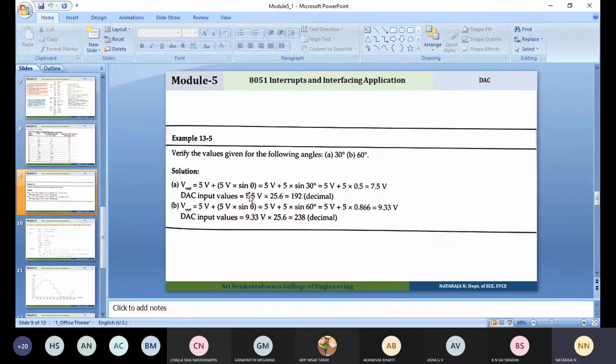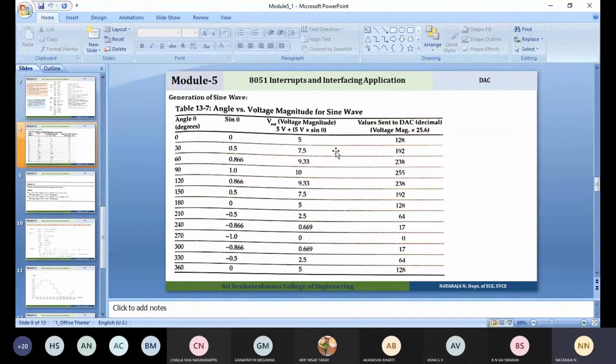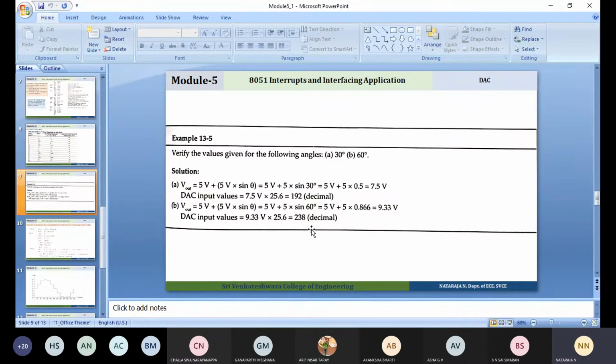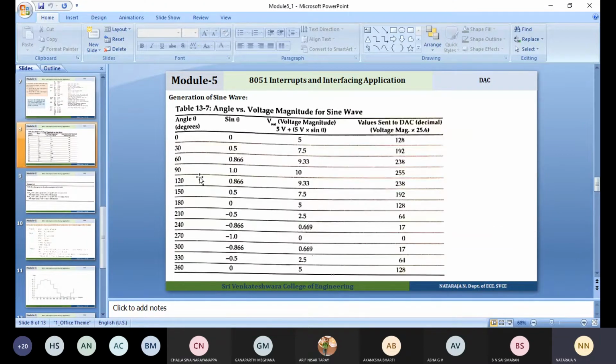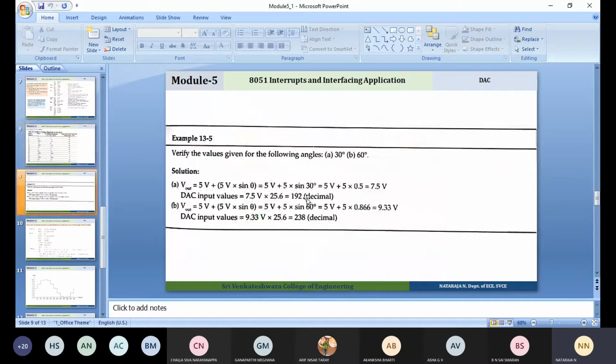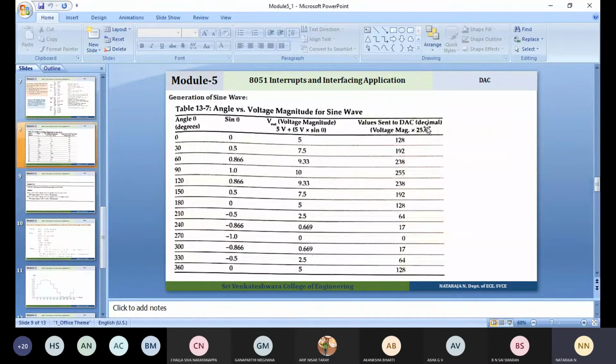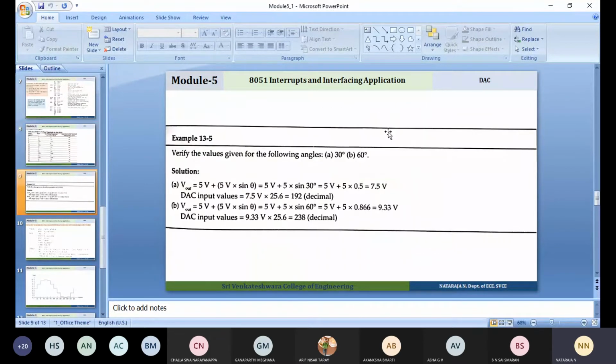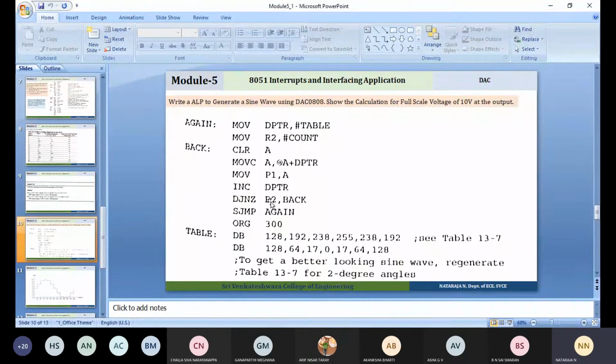Then DAC output value 7.5 into 25.6. If you multiply this 7.5 into 25.6, you will get 192 as the decimal value. Next, I am going to verify the next value, that is sine 60, that is 0.866. Multiplying 5 into 0.866 gives 4.33, plus 5 you will get 9.33. If I multiply with the last column 25.6, that voltage into 25.6, you will get 238 as your decimal value. This is the verification. Okay, next we have a program.